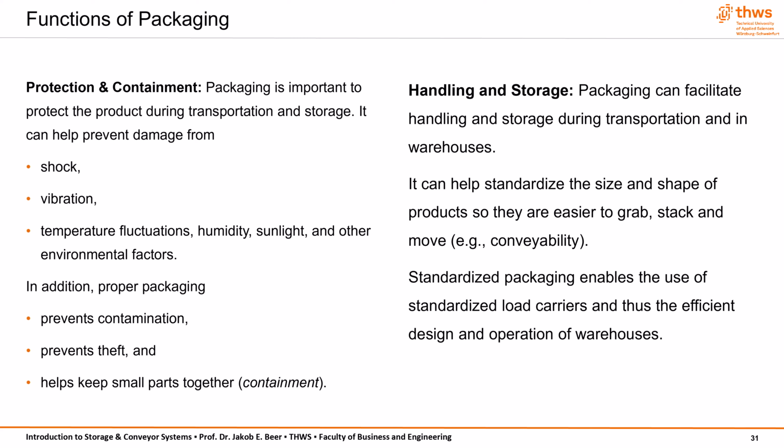Now let's move on to the second major function, handling and storage. Or, more generally, what we could also call stabilization and unitization. Efficient logistics relies heavily on standardization. Packaging plays a key role here by shaping and sizing products in a consistent way. Packaging makes it easier to grab, lift, and transport them. This applies to both manual handling and automation. For example, when items move on conveyors or are handled by robotic systems.